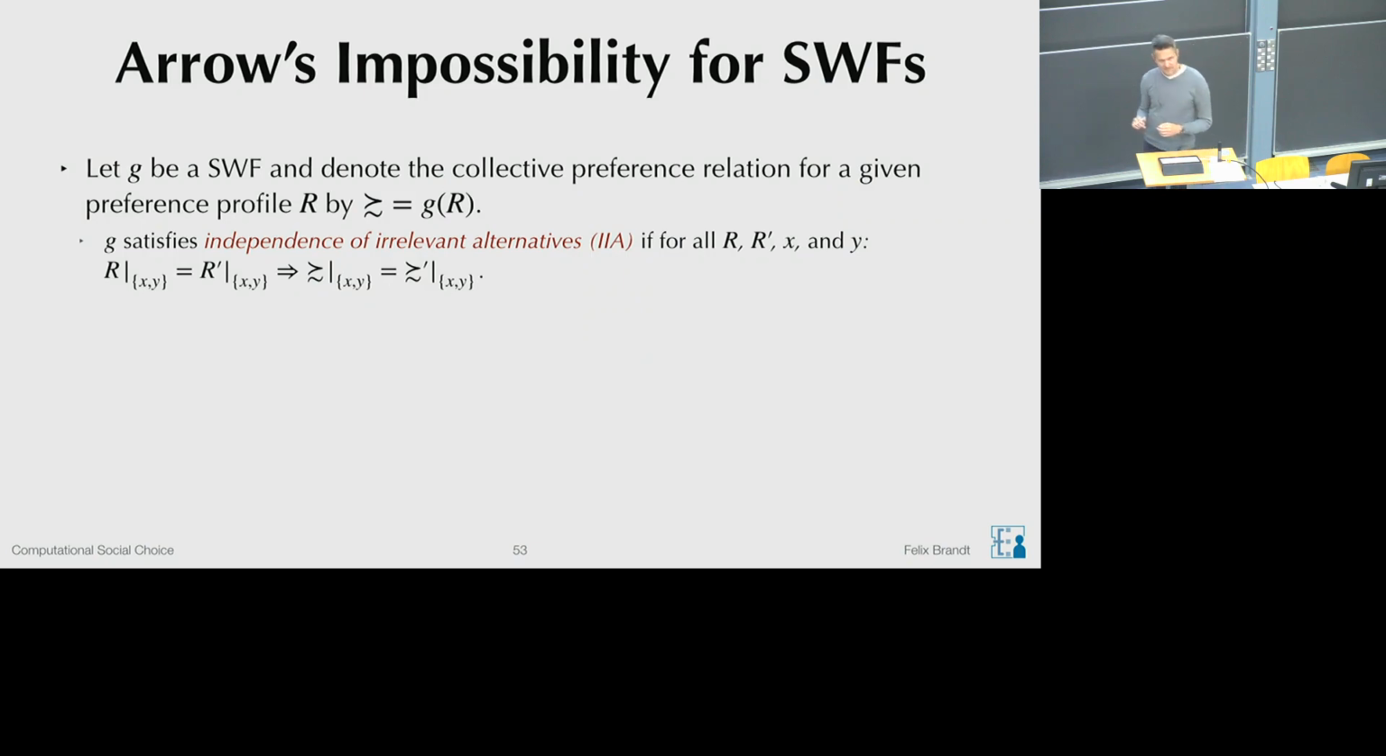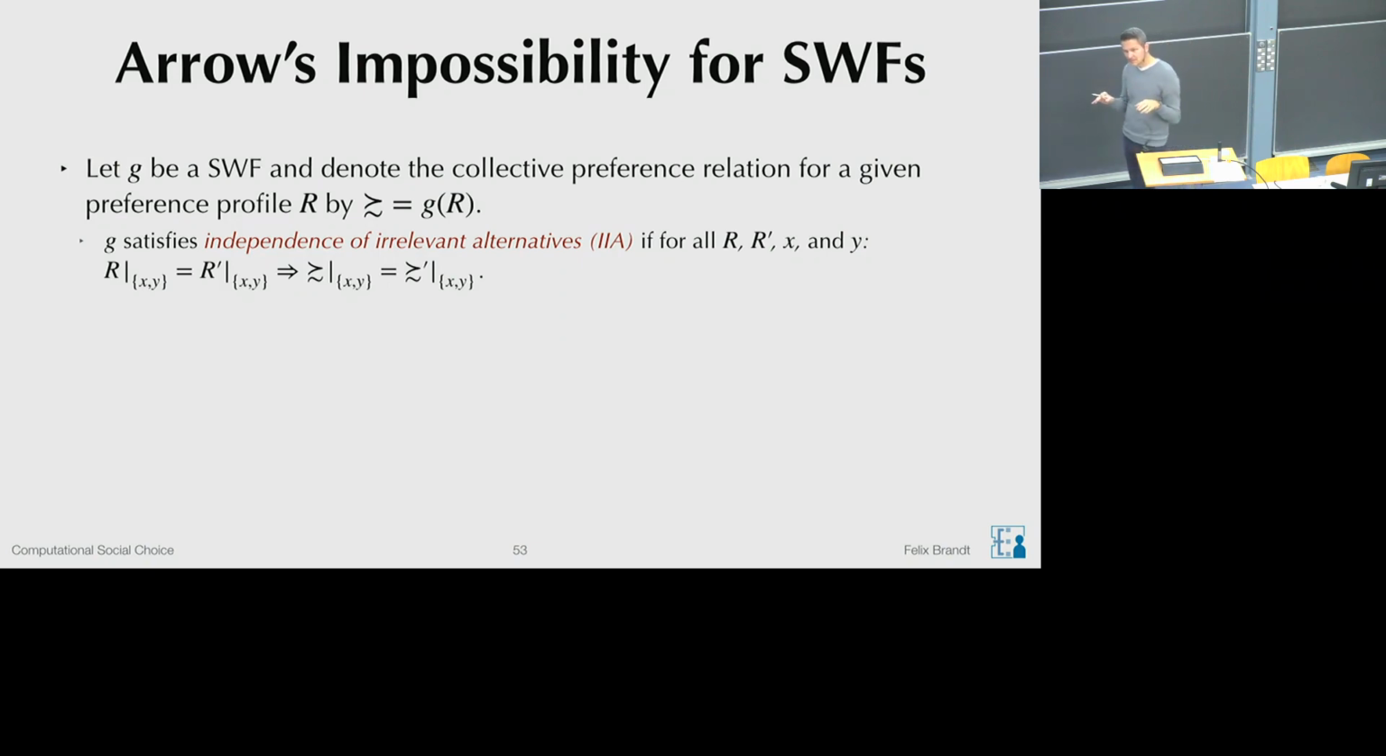Intuitively, again, if you talk about a social welfare function where all of us have a preference relation, it just says if you have two different preference profiles, and in both of these preference profiles the voters have exactly the same preferences over X and Y, so let's say I prefer X to Y and you prefer Y to X and you are indifferent and so on, it's exactly the same for both of these preference profiles.